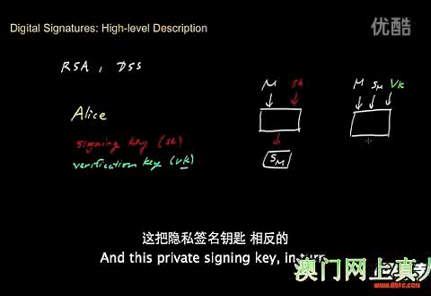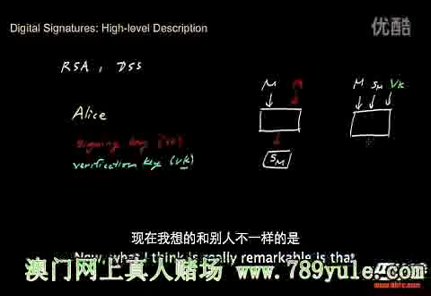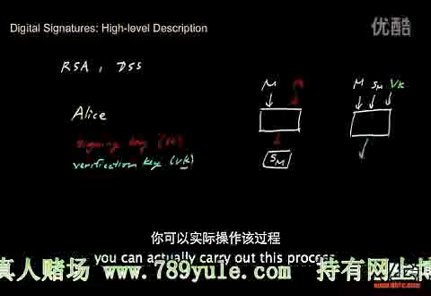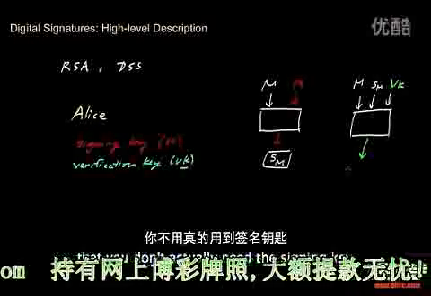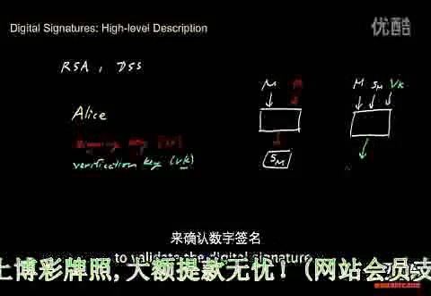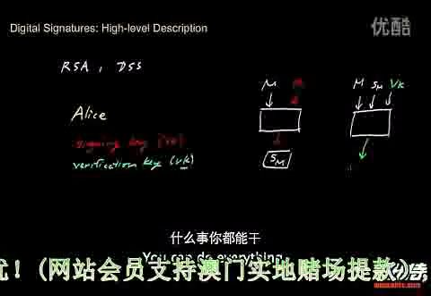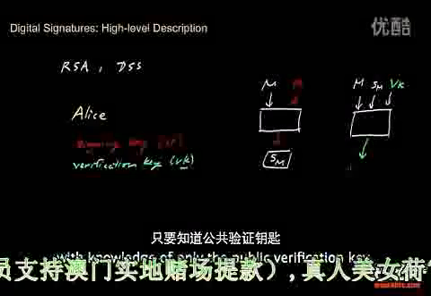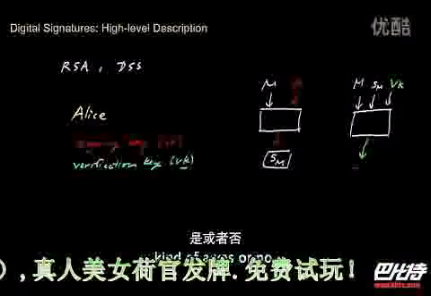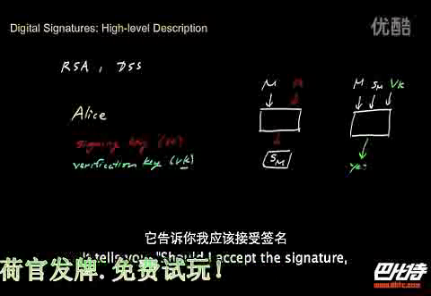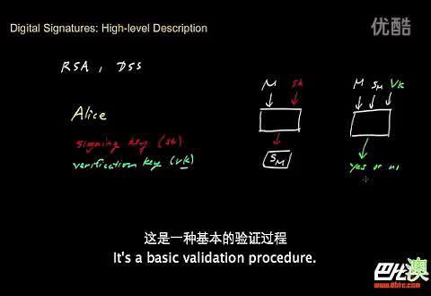And this private signing key in turn corresponds to Alice's public verification key. Now, what I think is really remarkable is that you can carry out this process with just the verification key, that you don't actually need the signing key to validate a digital signature. You don't even need it inadvertently or indirectly. You can verify everything with knowledge of only the public verification key. And the verification procedure basically outputs a yes or no. It tells you, should I accept the signature or should I reject it? Okay? It's a basic validation procedure.